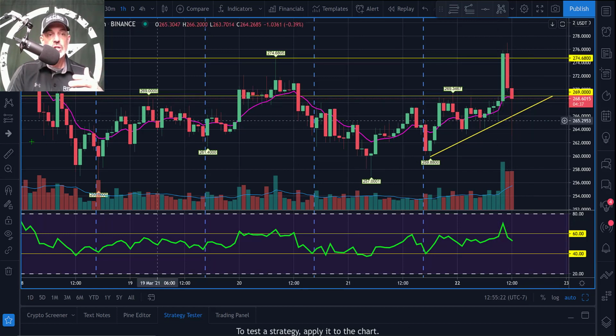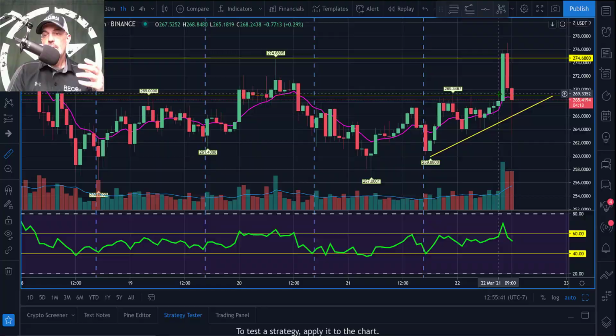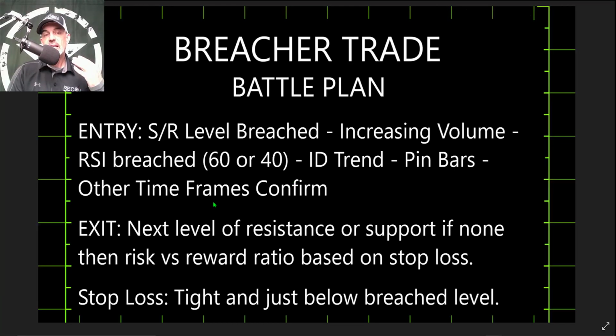And I actually did take the trade. And so when I jumped in, my order got filled at around 269.40. Now I have all my confirmations. I need to decide where I'm going to exit.